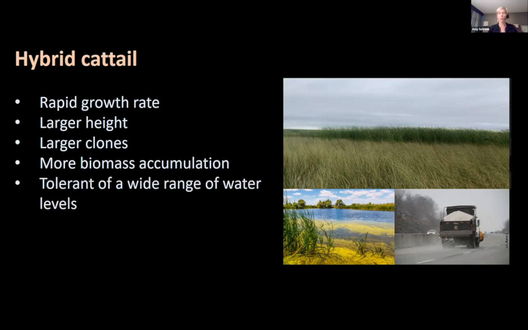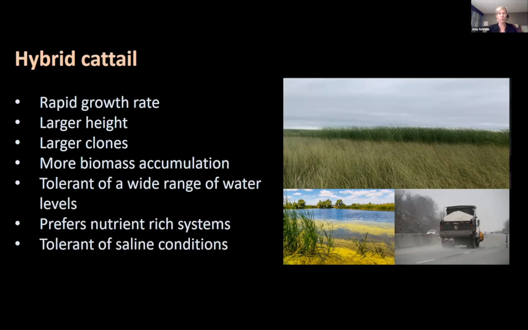It's also tolerant of a wide range of water levels. So it can grow in pretty deep water, deeper than either of its parent species, and also really shallow water. It does really well when we regulate water to make it not real high and not real low. So when we manage water levels, that's really good for cattail. It prefers nutrient-rich systems like many species, and it's tolerant of salt as well.